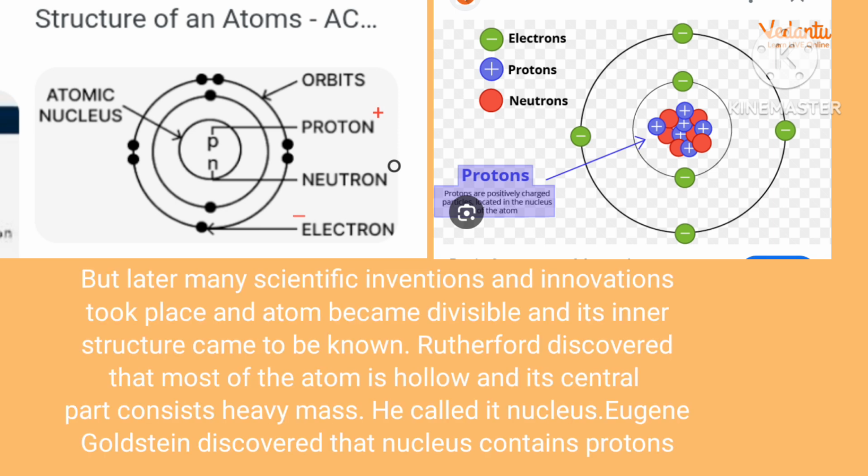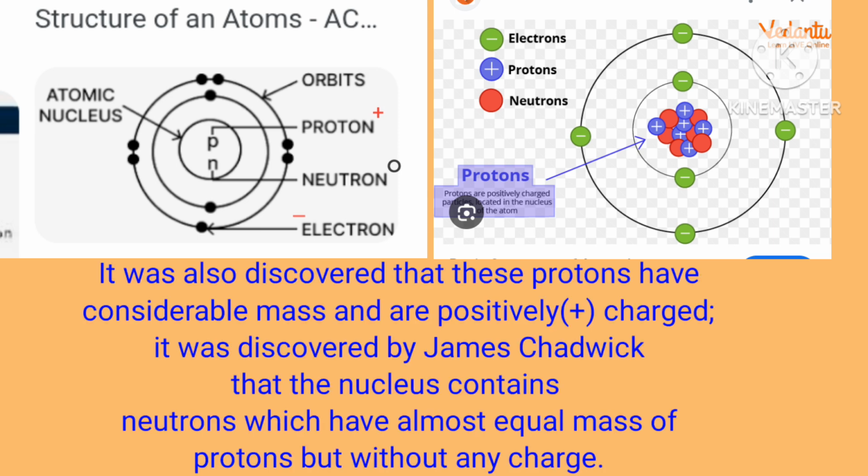But later, many scientific inventions and innovations took place, and atom became divisible, and its inner structure came to be known. Rutherford discovered that most of the atom is hollow, and its central part consists heavy mass. He called it nucleus. Eugene Goldstein discovered that nucleus contains protons. It was also discovered that these protons have considerable mass and are positively charged.